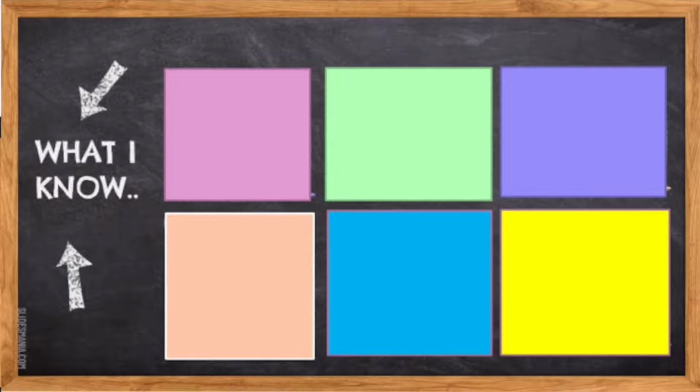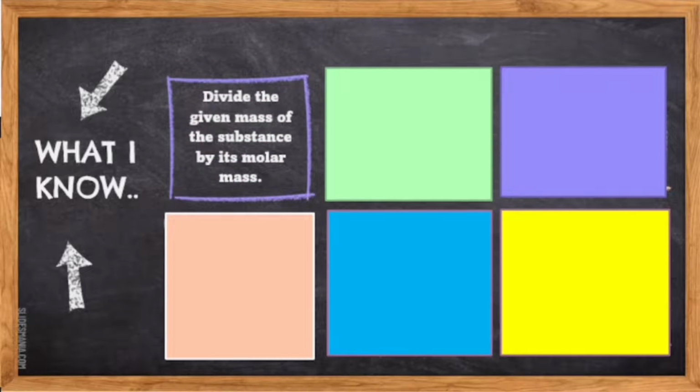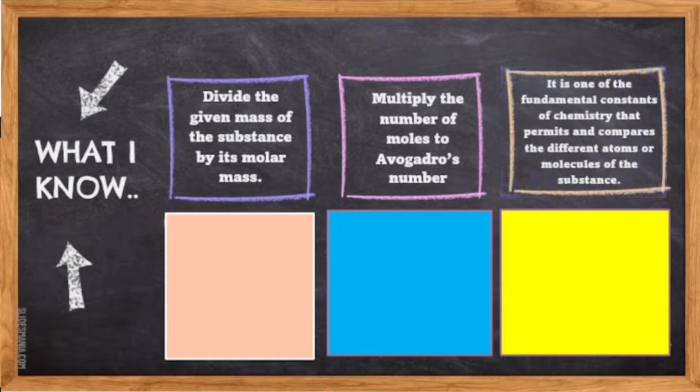And here are the answers. So you have to divide the given mass of the substance by its molar mass. Multiply the number of moles to Avogadro's number. It is one of the fundamental constants of chemistry that permits us to compare the different atoms or molecules of the substance.